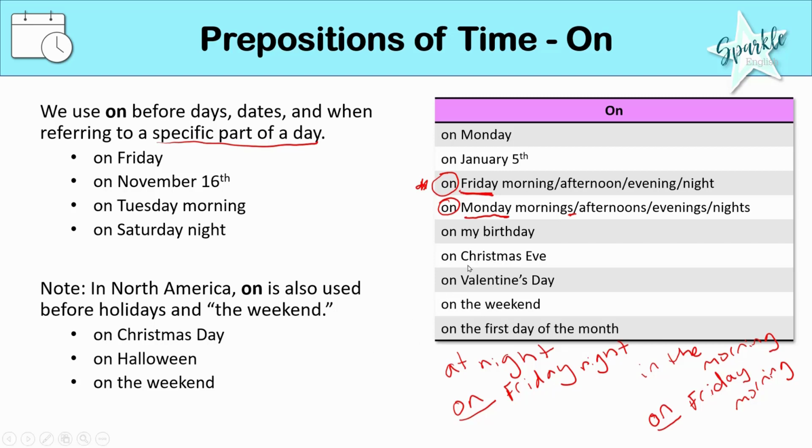So for example, on Christmas Eve, I'm going to my grandparents' house. On the weekend, I'm going to the cinema.